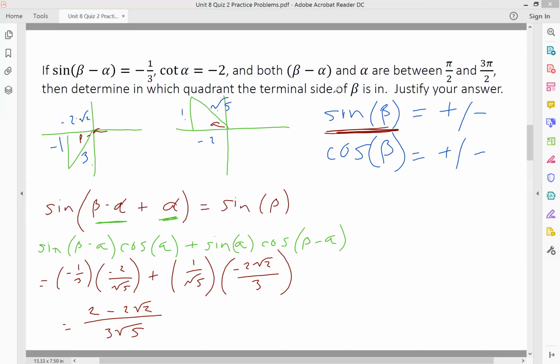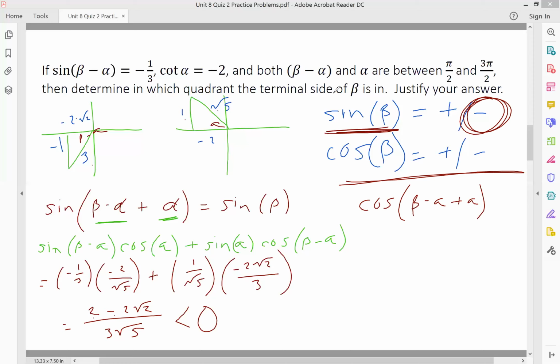And when you do 2 minus 2√2, we know 2 times square root 2 is bigger than 2 itself. So 2 minus 2√2 is going to give us a negative numerator, which means we get a negative answer, which means our sine value is negative. So we've narrowed down that it has to be either quadrant 3 or 4. And then we do cosine of beta minus alpha plus alpha to find the cosine value, whether it's positive or negative.